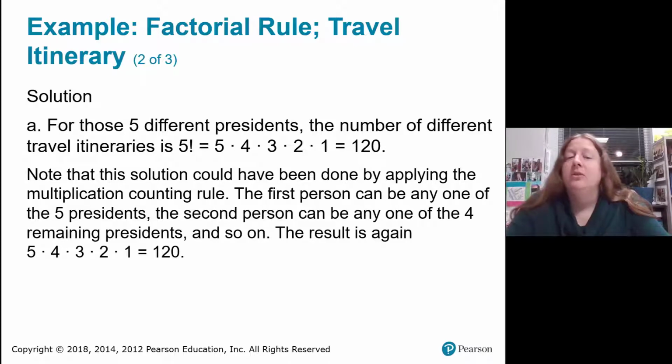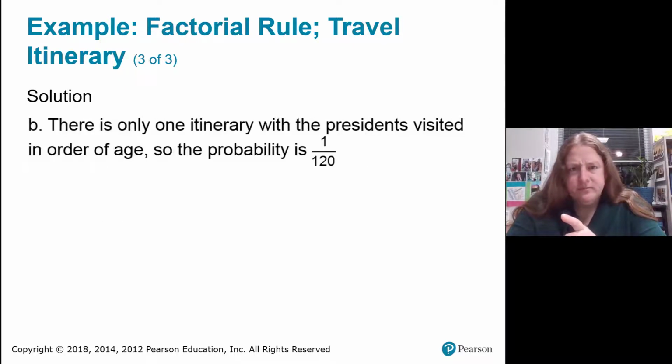So if we do that, we get 120. All right. Also, your calculator has a factorial button, so you don't even have to hit 5 times 4 times 3 times 2 times 1 into your calculator either. You can just hit 5 factorial and it will give you 120 as an answer. All right. So then we want to know the probability that we visit in order of age. Well, there's only one way to do that, and there were 120 possible itineraries. They're equally likely, so our probability is 1 out of 120.